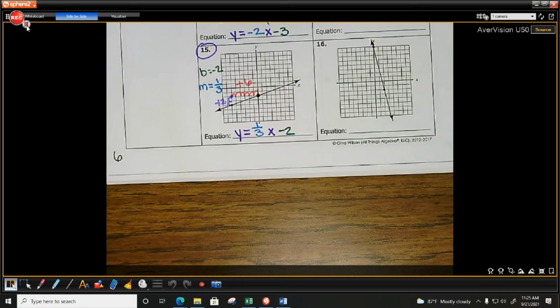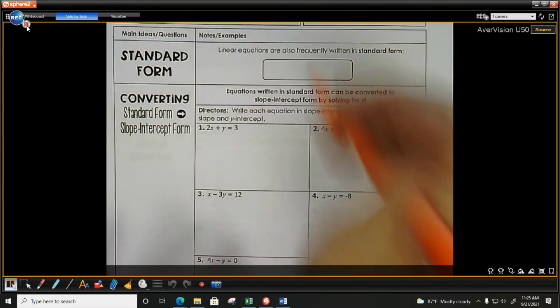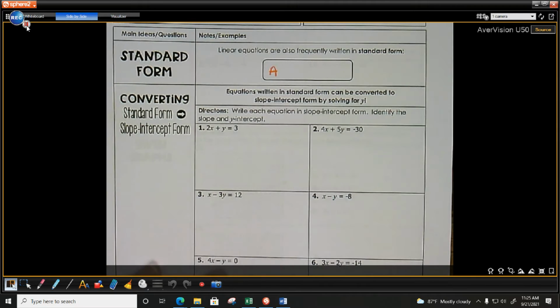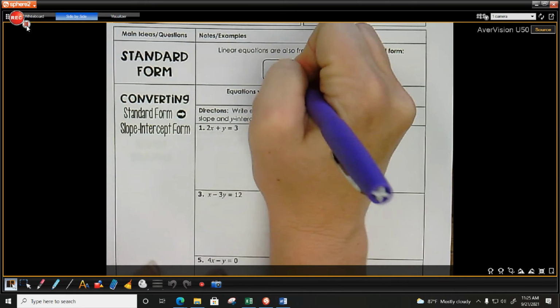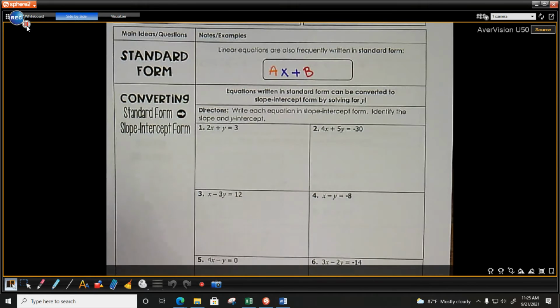How do we feel about writing from our graphs? We feel okay? Okay. Now we are going to go to standard form. So we've done slope-intercept form. That's your y equals mx plus b. Standard form is ax plus by equals c.